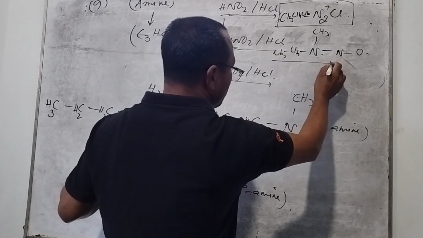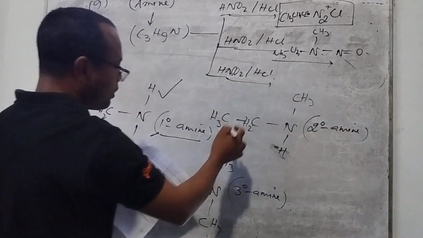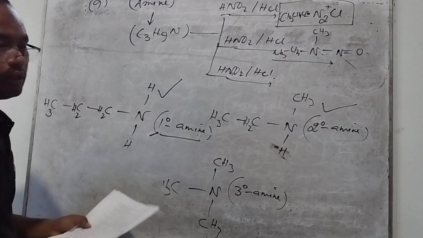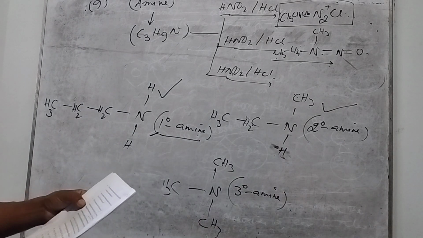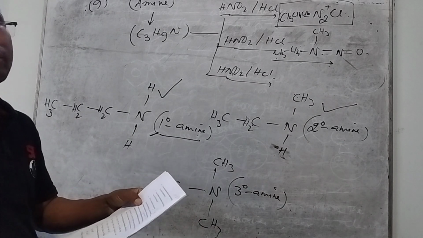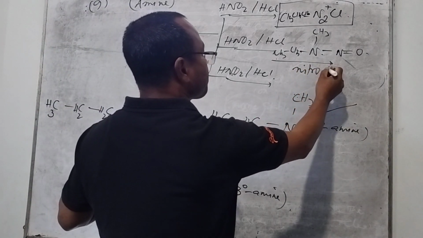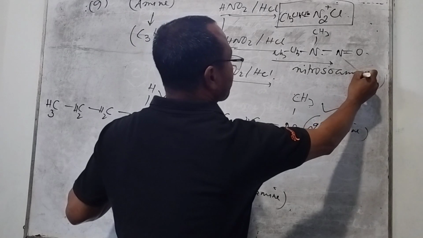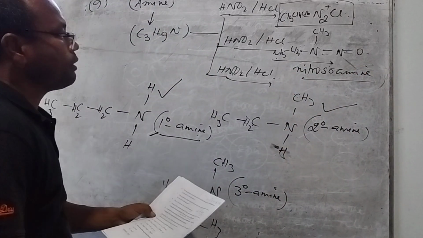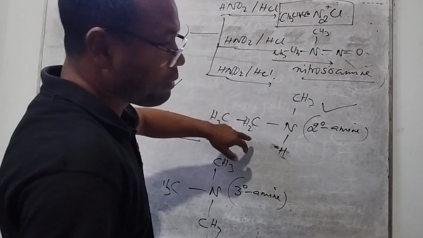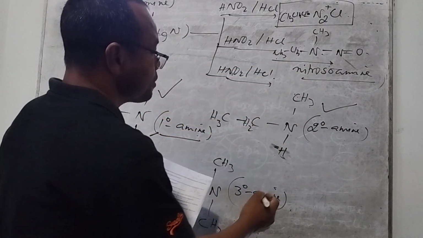So if this compound is formed, what will be the name of the compound? What will be the amine? This should be secondary amine. So in the question, the nitrosamine derivative is given. If the product is nitrosamine, what will be the name of the amine? That will be secondary amine.